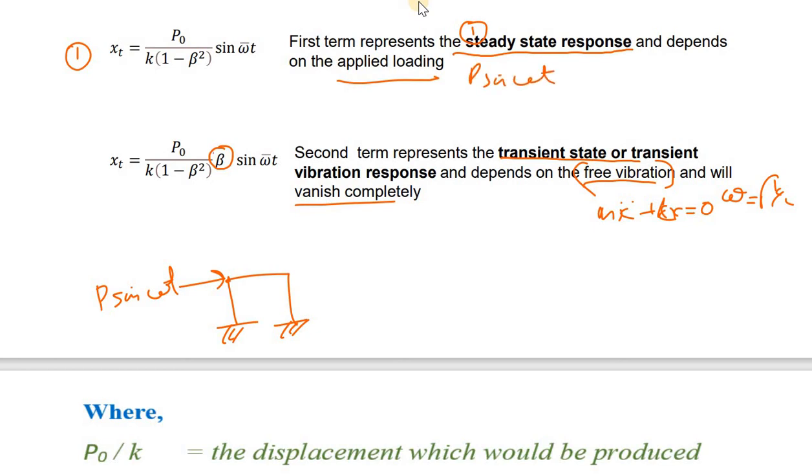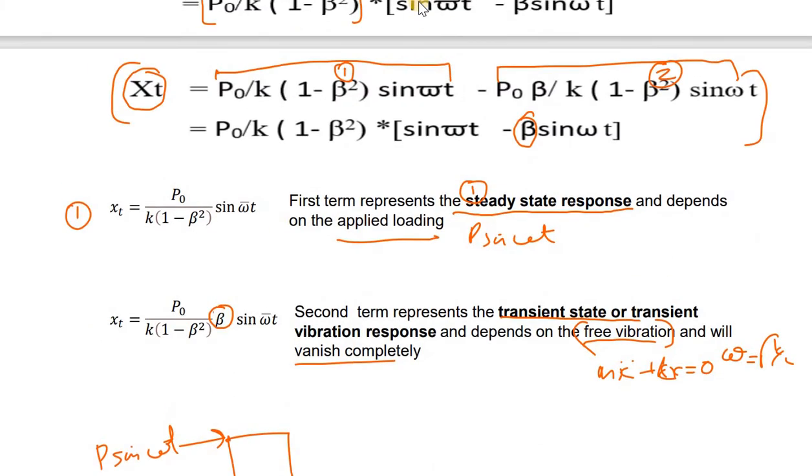So generally this is the general solution, and it will have two terms. One is the steady state response, the other is the transient state. Steady state response depends upon the applied loading, and the transient state depends upon the free vibration. So this term will vanish. That is, after some time this term will be 0. So that is the meaning. After some time, only the first term will be there. That is the only thing you need to keep in mind.